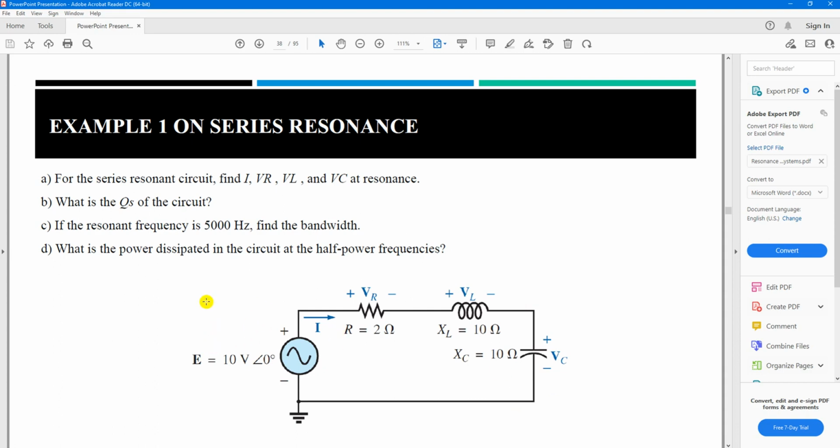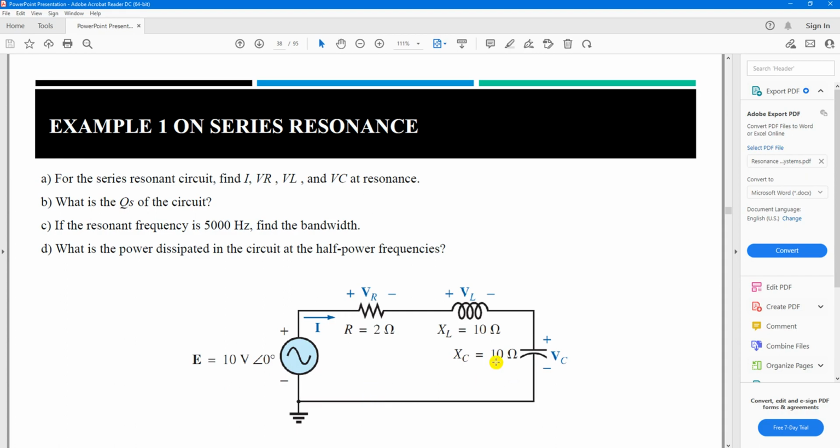So we have this circuit, which is an AC supply voltage of 10 volt and angle 0. We have a resistance of 2 ohm, an inductive reactance XL equal to 10 ohm, and the reactance of the capacitor is also equal to 10 ohm. So they are equal to each other, and the resonant frequency is 5000 hertz. Since XL equals XC at 5000 hertz, this is the frequency of our supply. So let's start. The first step is that we are going to add all of these elements, then we are going to simulate it.